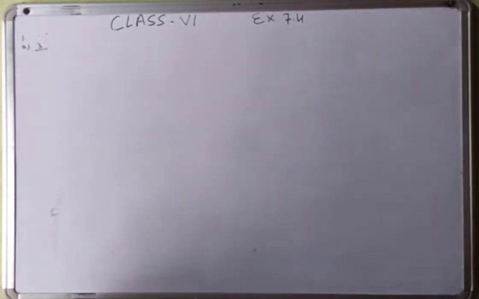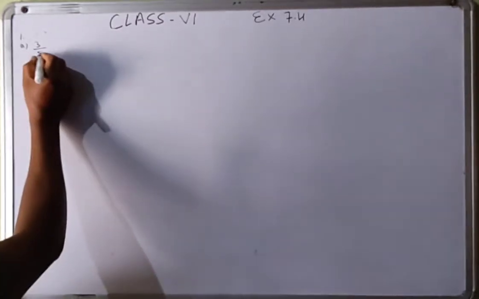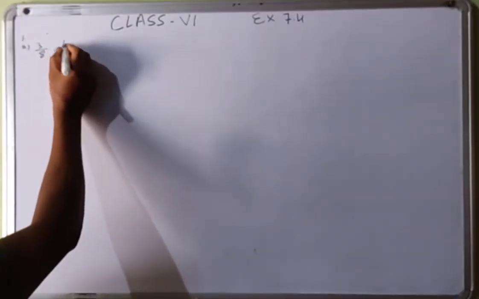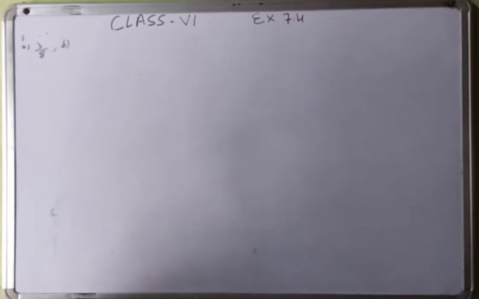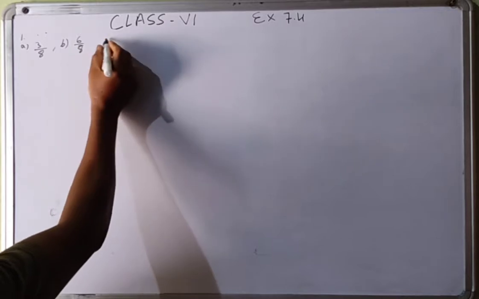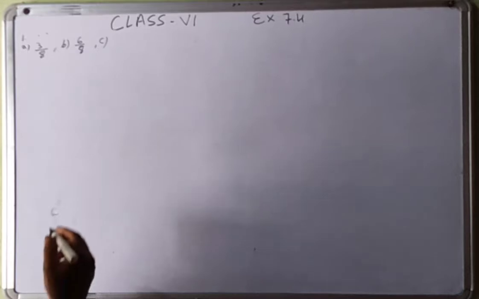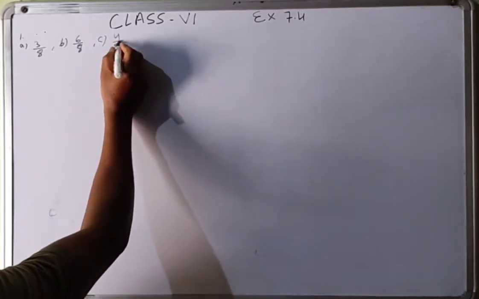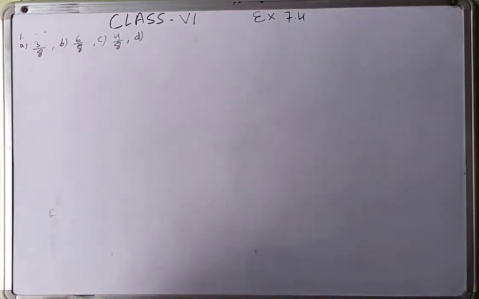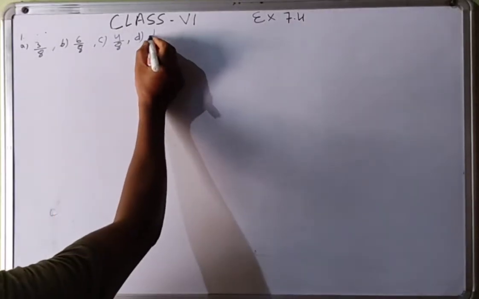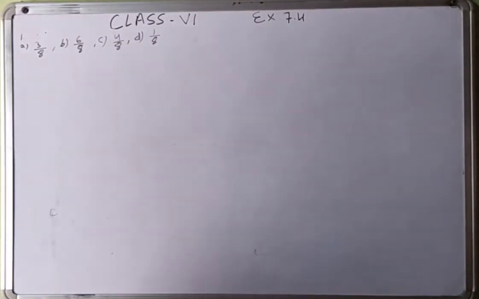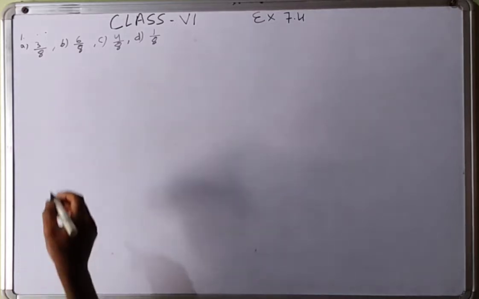That is 3 upon 8. B is 1, 2, 3, 4, 5, 6 upon 8, so 6 upon 8. C part is 1, 2, 3, 4 upon 8, so 4 upon 8. D part is 1 upon 8. Then in ascending order.